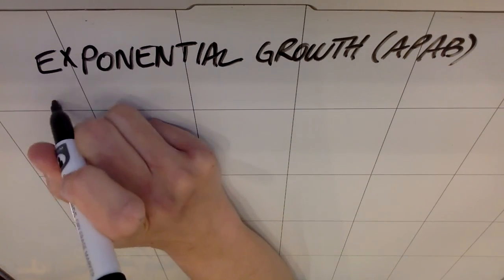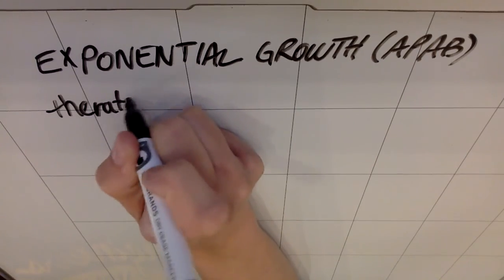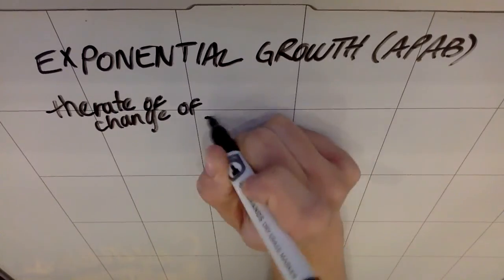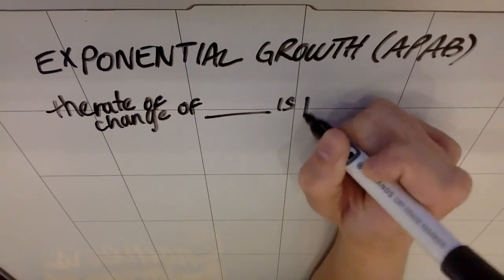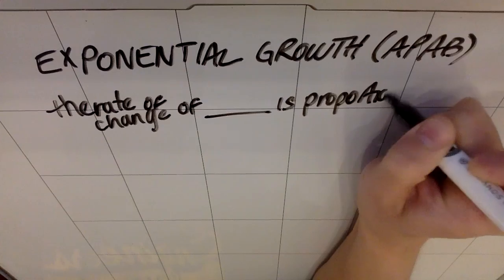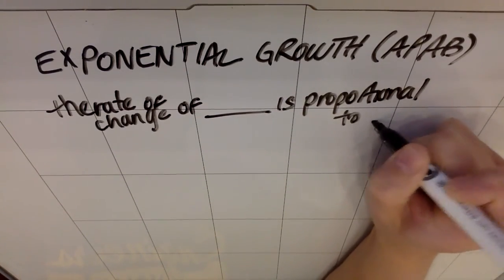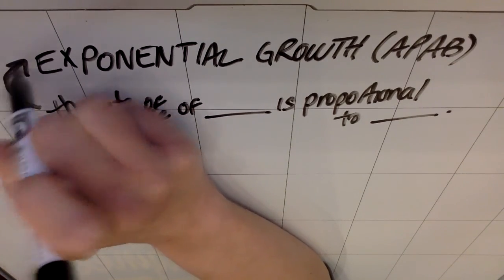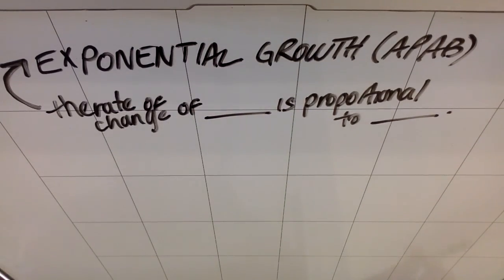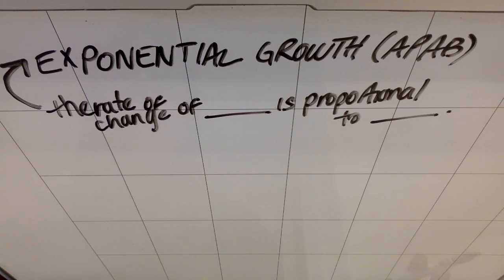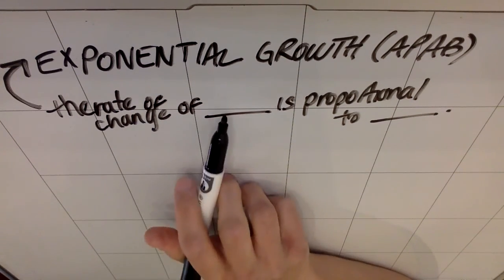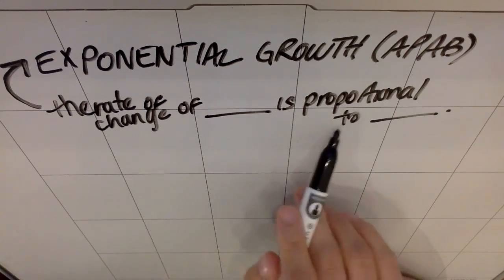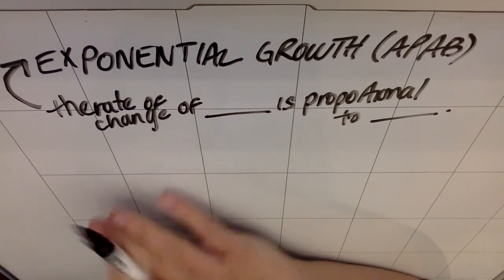When you hear the statement, the rate of change of blank is proportional to blank, that's called exponential growth or exponential decay in theory, but they're the same concept. It's just whether the values are getting bigger or smaller. Sometimes it's the rate of change of a population is proportional to the population. Sometimes it's the rate of change of puppies is proportional to the puppies. It doesn't really matter what it is.